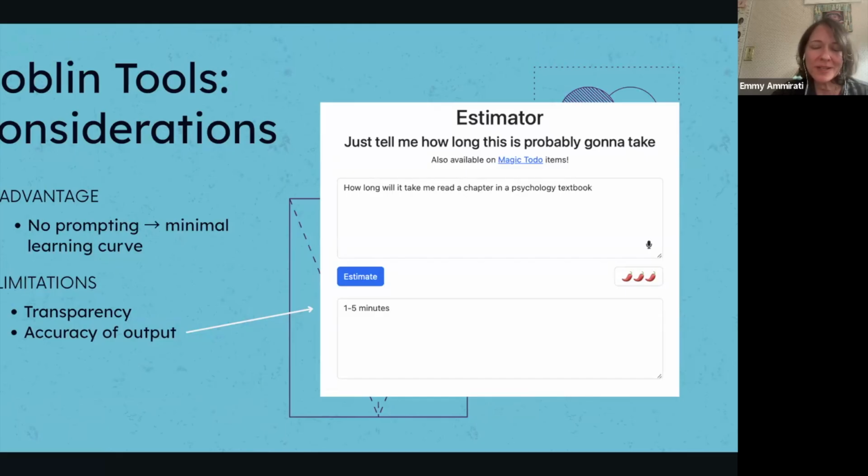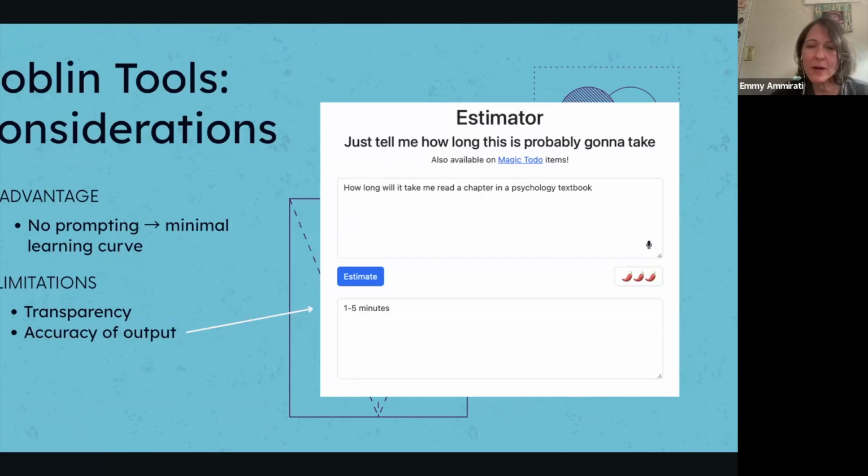The Goblin Tools creator also acknowledges that accuracy can vary. As you see in this output from their time estimator, I cannot read a psychology textbook chapter in 1 or 5 minutes. And if I have a reading disability, I definitely can't read it in 1 or 5 minutes. But as with any AI-driven resource, we have to encourage students to double check, consider the tools as guides instead of absolute authorities, even as they're seeking to reduce barriers.